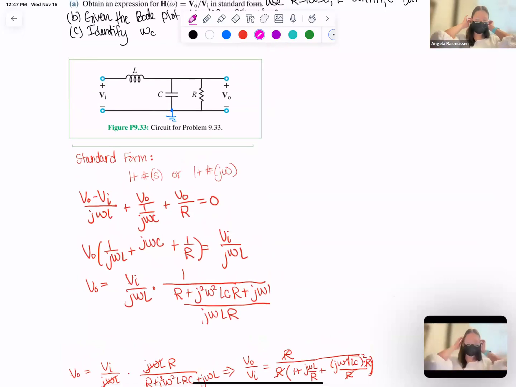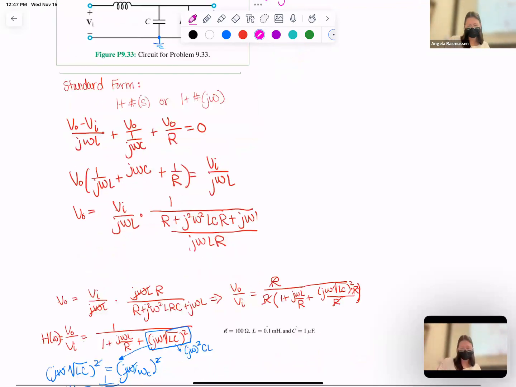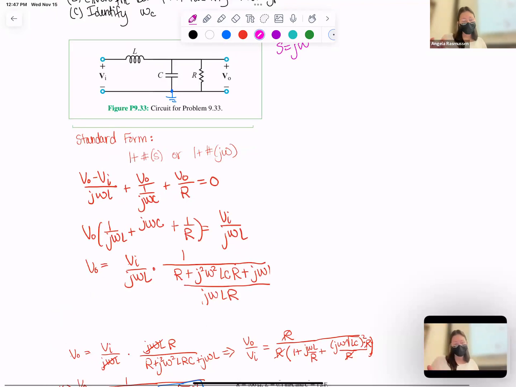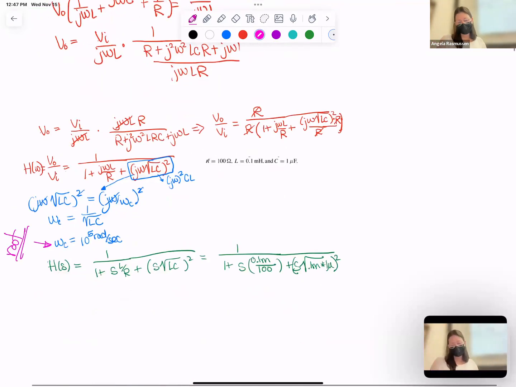All right, so solving this, I set it up using node voltage. So I use the top node as VO, and so VO minus VI over, and then instead of S, I used J omega. And that's so that I can get it into terms for omega, just to solve for omega C. So omega C is going to be the root of my denominator. You could leave it still in terms of S, and then you're going to get this value.